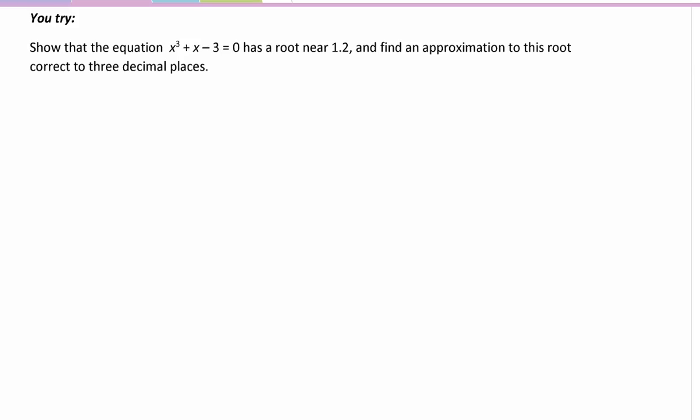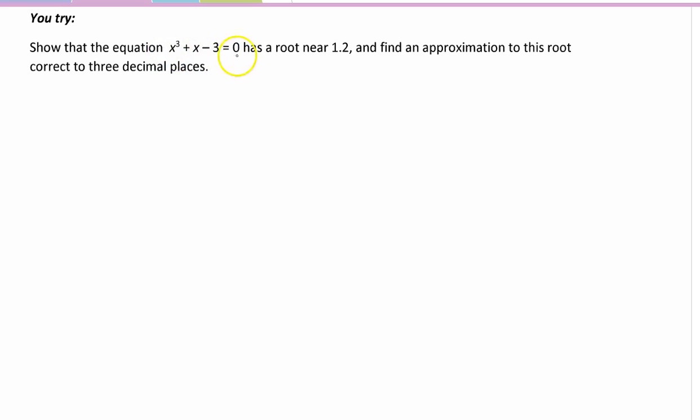Okay, let's have a look at this example. It says, show that the equation x cubed plus x minus 3 equals 0 has a root near 1.2 and find an approximation to this root correct to 3 decimal places. So we're going to find a closer approximation for the root.